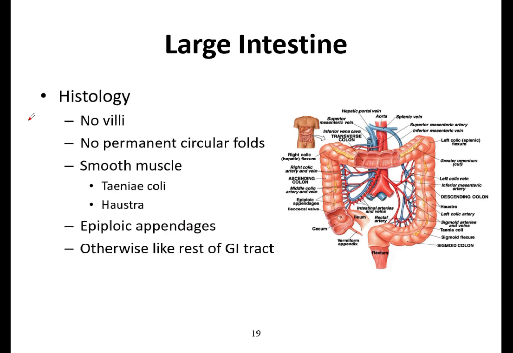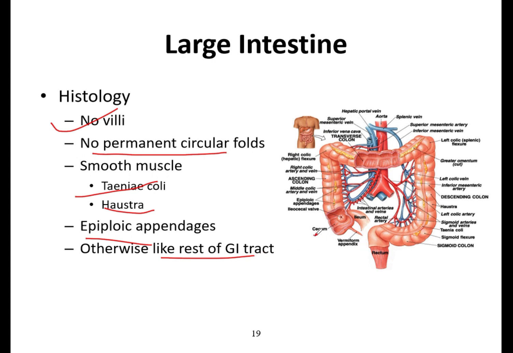If we look at its histology, no villi are present, so no villi, and no permanent circular folds are present. This fold-like structure is known as the haustra. Also, smooth muscles are present, known as the taeniae coli, and haustrae. Then next, some appendages are present, known as epiploic appendages, otherwise like the rest of the GI tract.